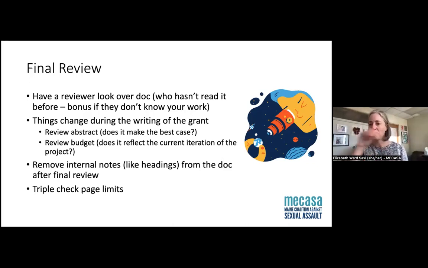And then remember to review, take out those headers that are just reminders for you, and triple check that page limit, because in many of these grants, if you go a word over, they toss it. And that may mean that you miss one of the requirements.